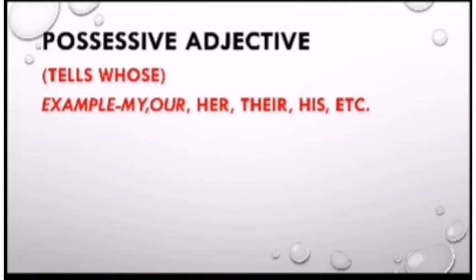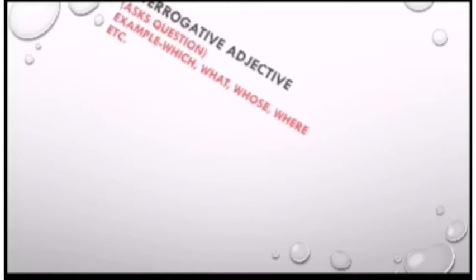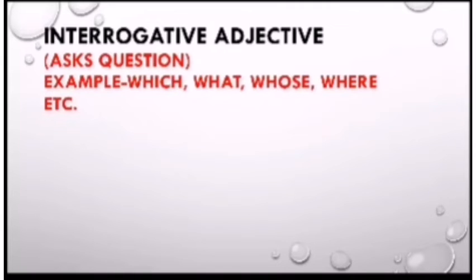Next, possessive adjective. It tells the belongingness, possession of something. So here, my book means the book is in my possession. So these words are possessive adjectives. Next one is interrogative adjective. Just like interrogative pronouns, they also form questions. Again, the difference is that these interrogative adjectives are followed by a noun. Which book do you want? So here again, which is followed by book.